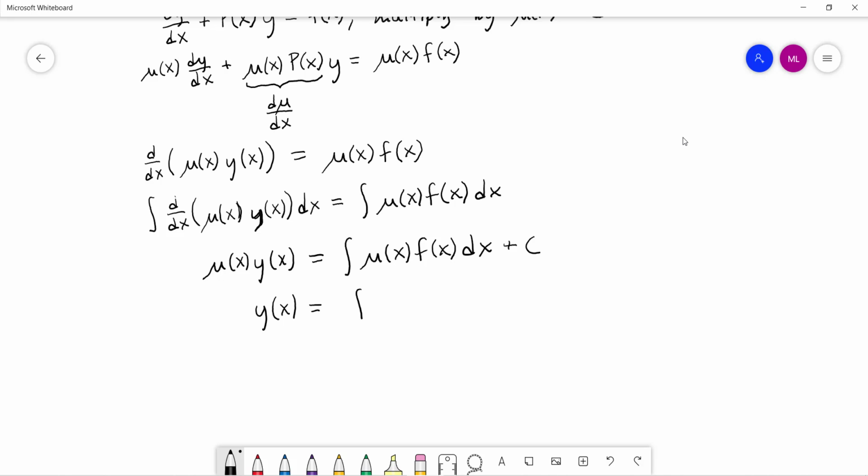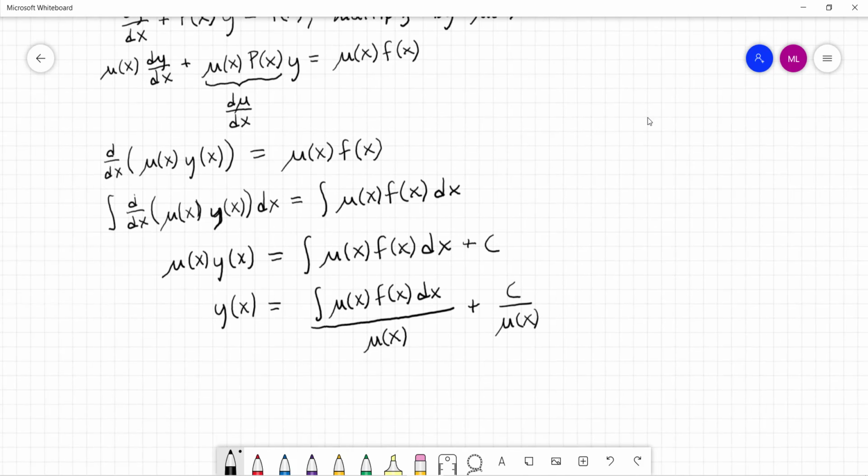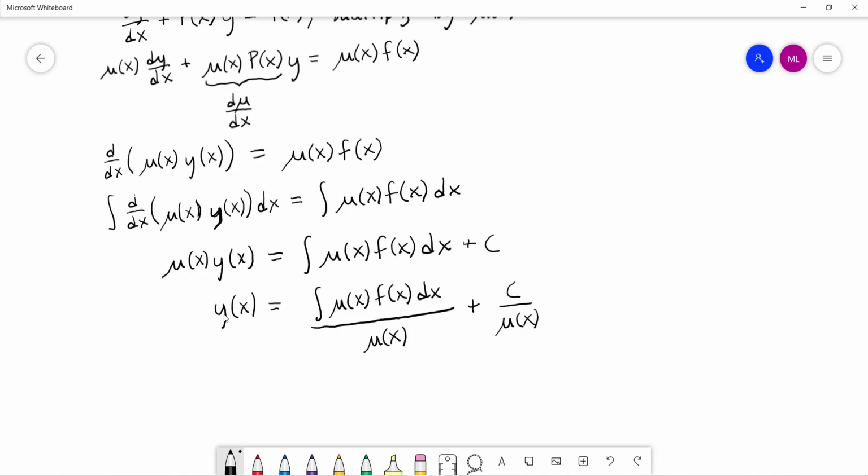So we'll have the integral of mu of x times f of x dx, whatever that happens to look like, that whole thing divided by mu of x plus c over mu of x. And again, here is our mu of x. If you want, you can actually even go back and plug that in to get the solution in terms of this e to the integral of p of x dx. But in practice, all that's important is that we've solved for y. We're not going to want to use this as a formula.